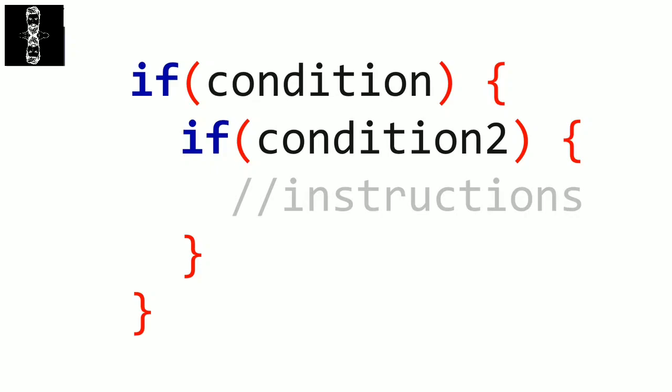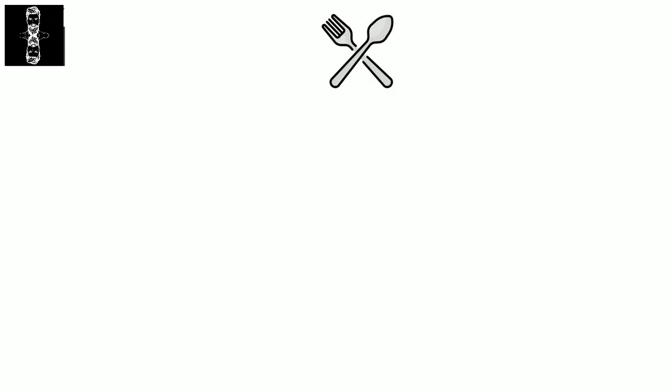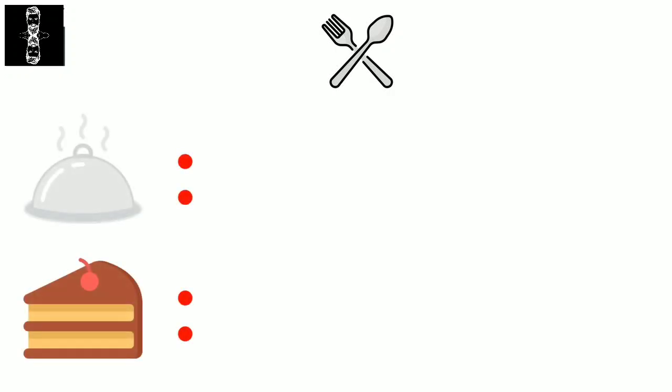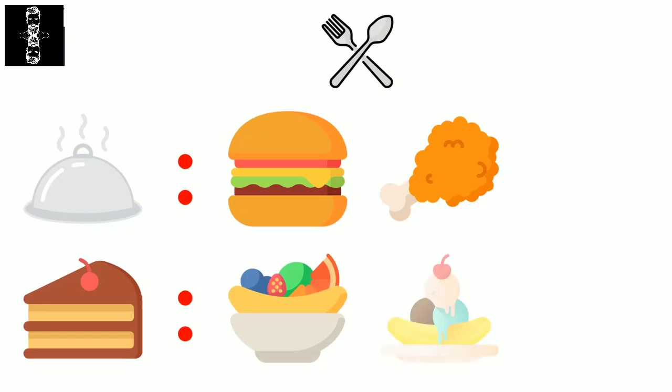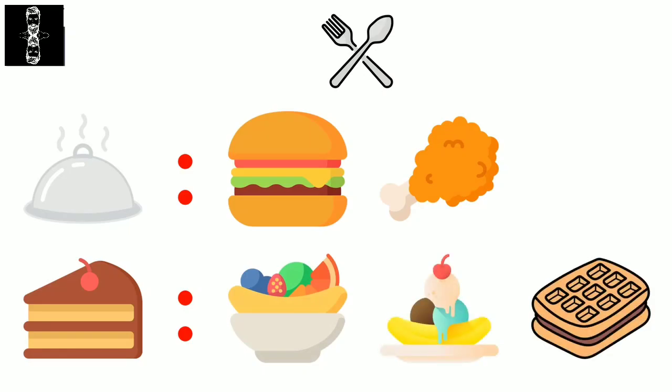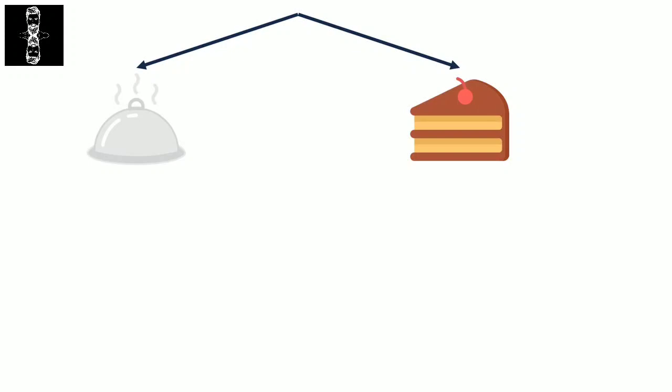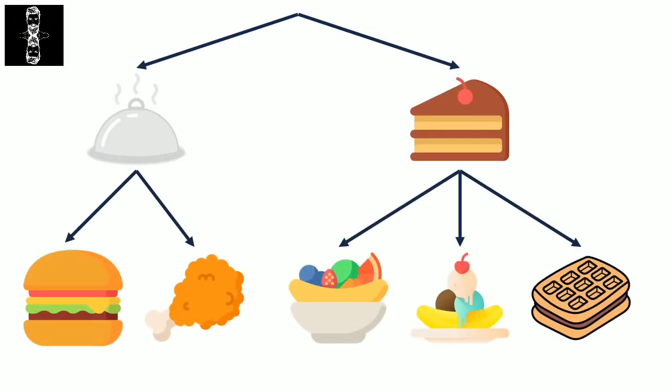Let's suppose you're running a small restaurant, and in the menu we can find main dishes and desserts. In main dishes you have cheeseburger and chicken wings, and in desserts you have fruit salad, banana split and chocolate waffles. So when the customer wants to order, you will first ask him if he wants a main dish or dessert, and inside of each case you will ask him for the dish choice. And you will add nested conditions.